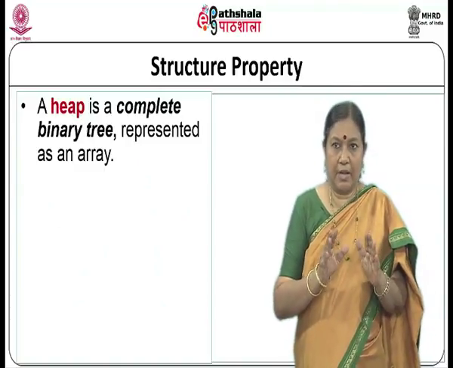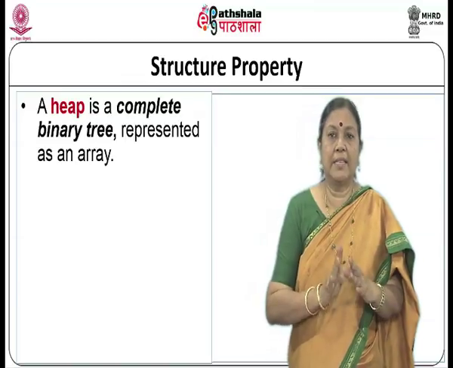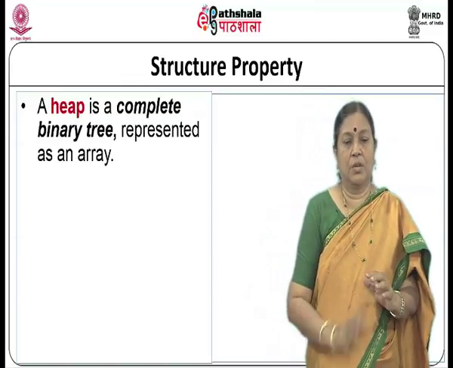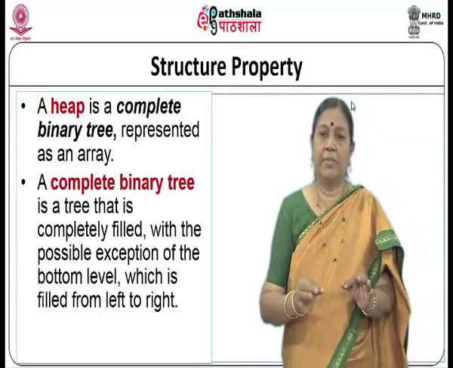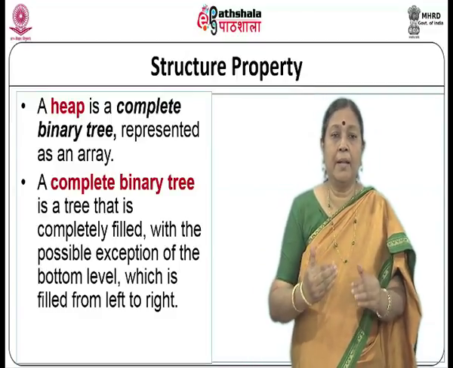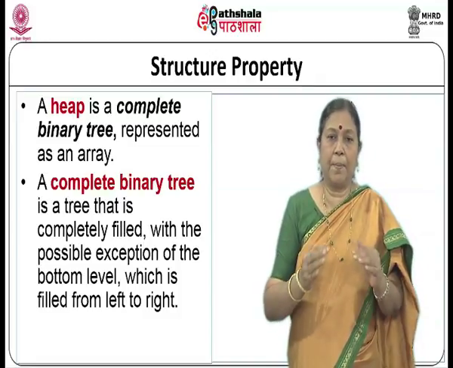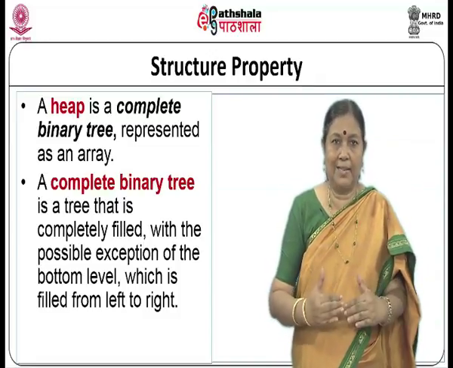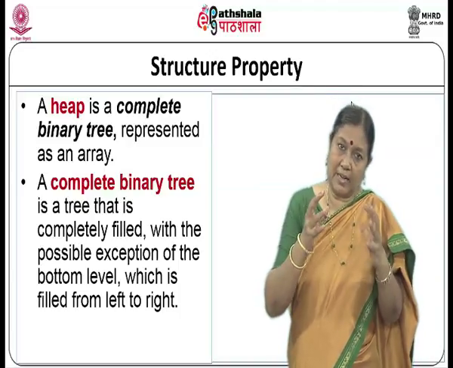As I already told you, a heap is a complete binary tree and this is represented as an array. So, how do we represent it as an array? A complete binary tree, we will first discuss what is a complete binary tree. A complete binary tree is a tree that is completely filled with the possible exception at the bottom level, that is at the leaf level, which is filled from left to right. So, that constraint also you are putting.